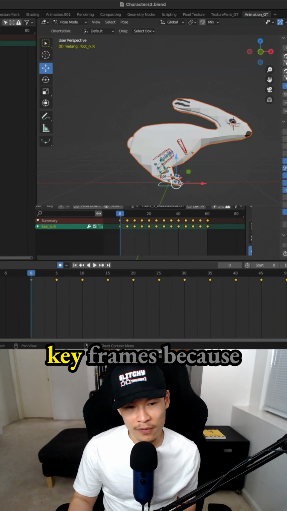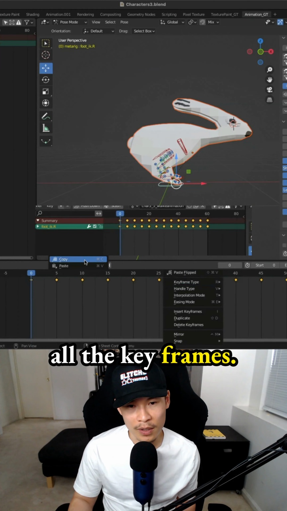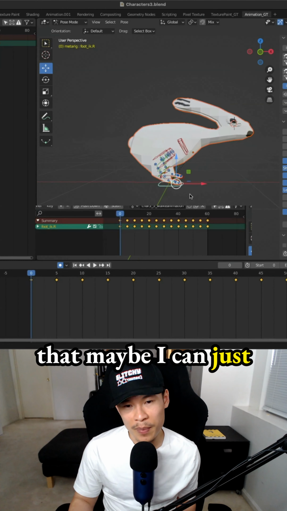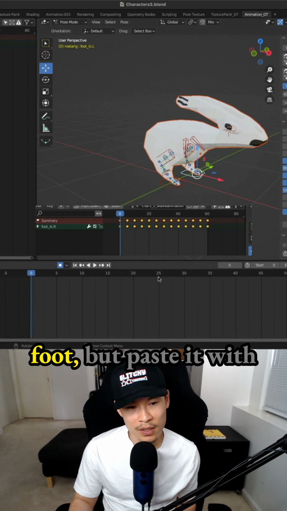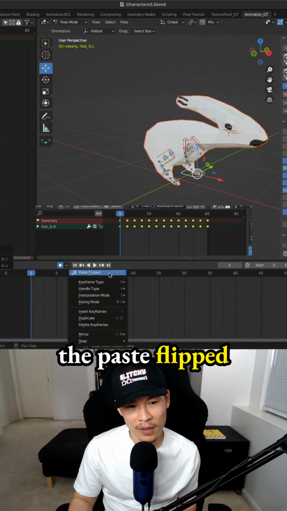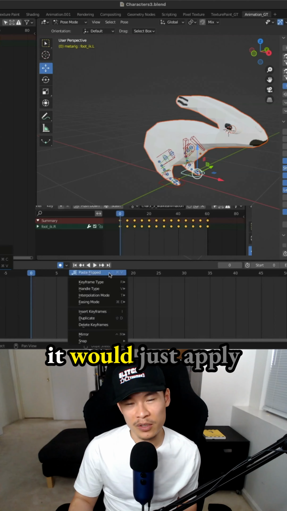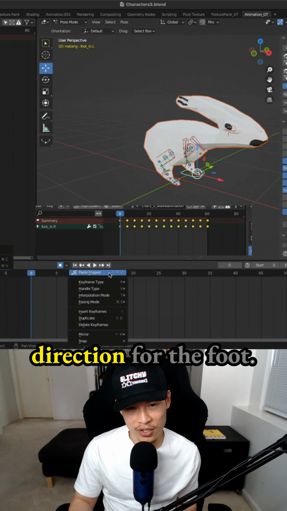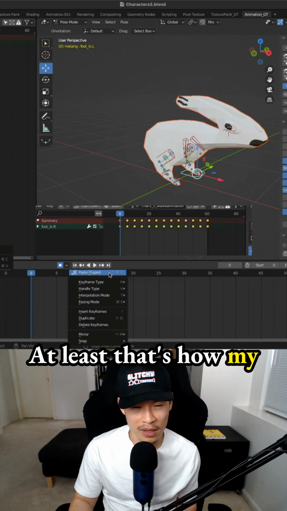I highlighted all the keyframes because you can just copy all the keyframes. I had the thought that maybe I can just paste it to the other foot, but paste it with the paste flipped option. Because I was thinking that it would just apply in the opposite direction for the foot. At least that's how my thought process was.